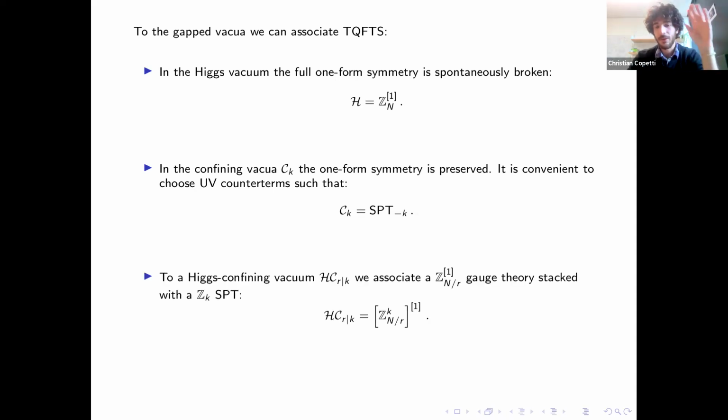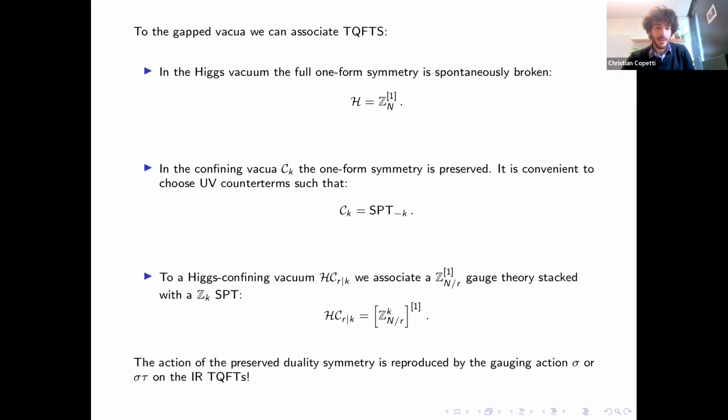And if you have this other vacuum, this mixed one is a bit more complicated, but you can describe it as a TQFT in which there is a Z_N over R, which is spontaneously broken, like a gauge theory, and you stack on top of it an SPT. So it has two parts. But we will not use the explicit expression. You can associate this TQFT, and you can check they are consistent with all the definitions, with all the action of duality.